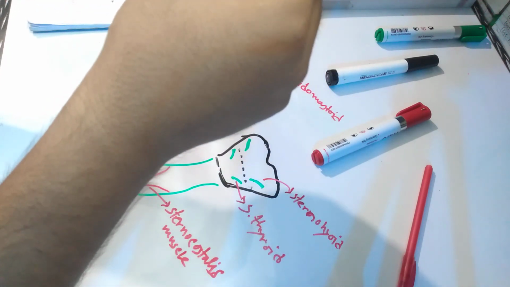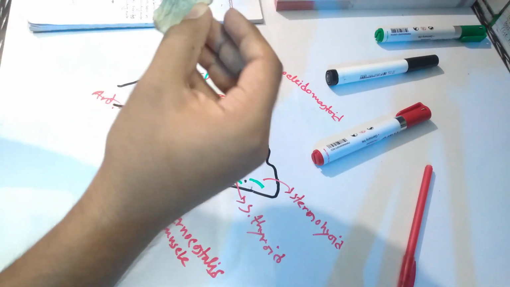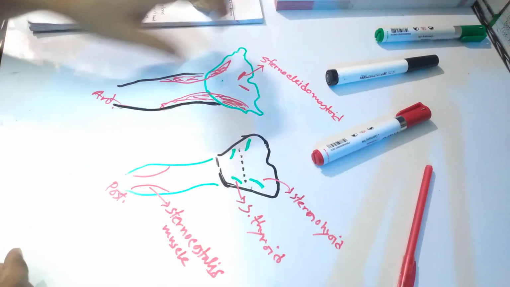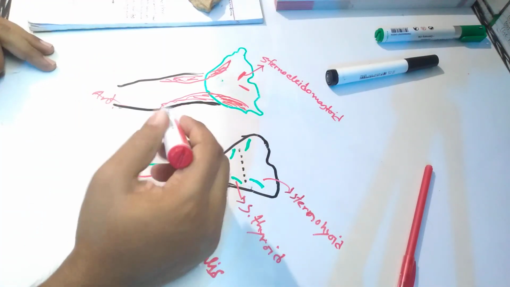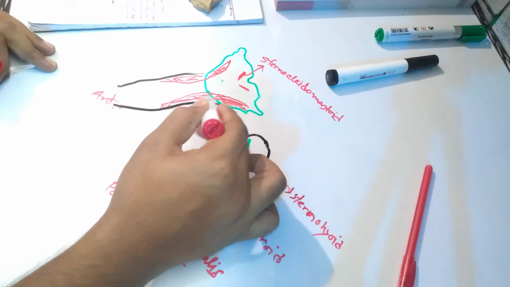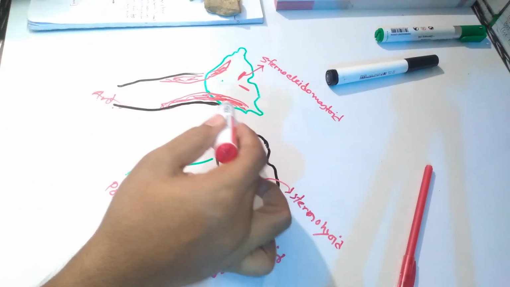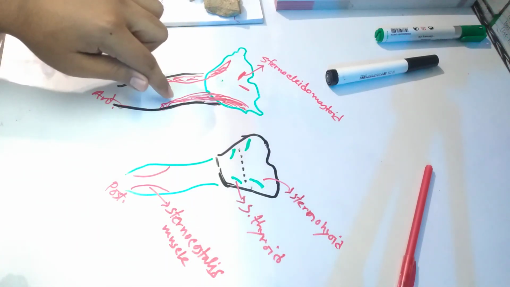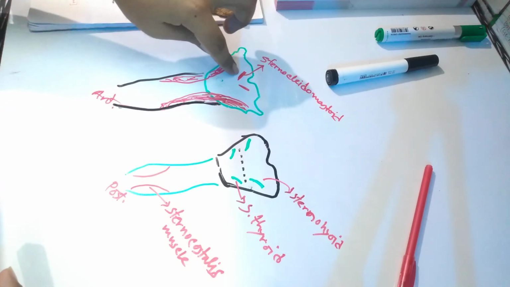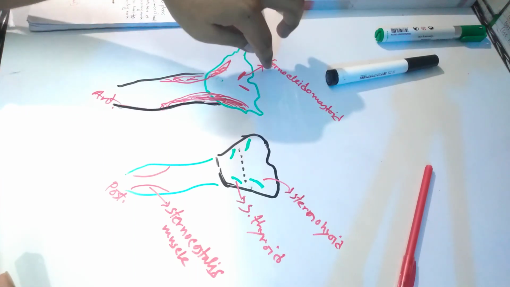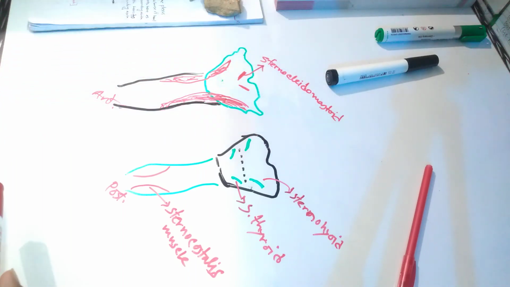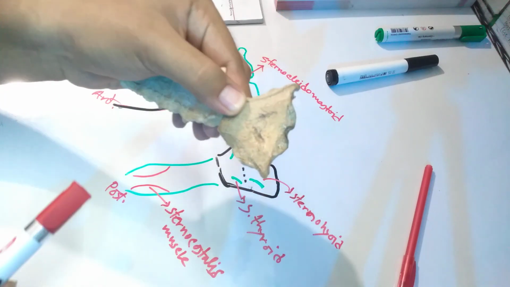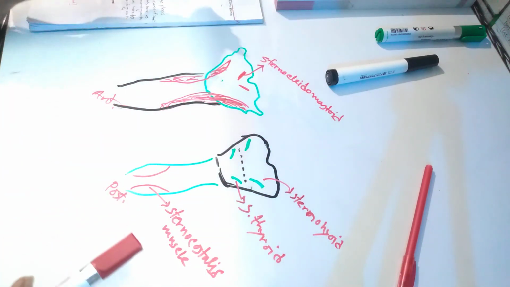Pectoralis major is also attached with the body of the sternum, like this. This red mark area is fully pectoralis major muscle. This red mark area is fully the attachment of pectoralis major, and here is the attachment of sternocleidomastoid muscle. This is the attachment of anterior surface and posterior surface.